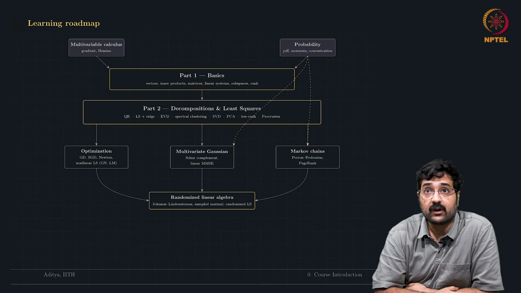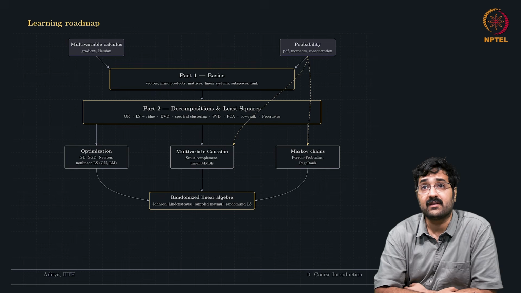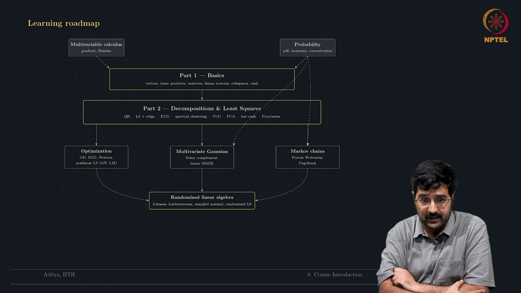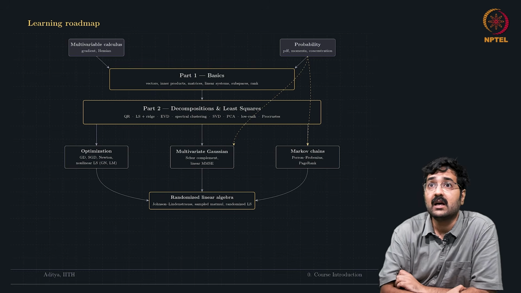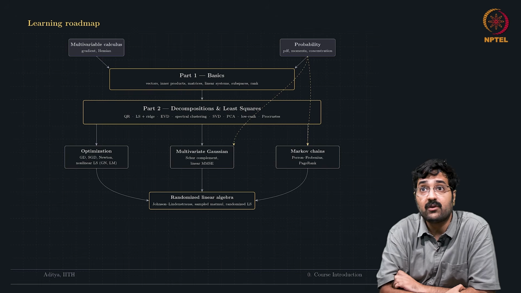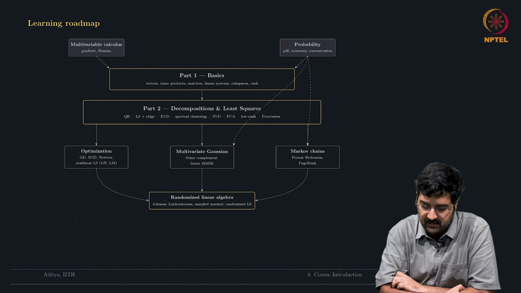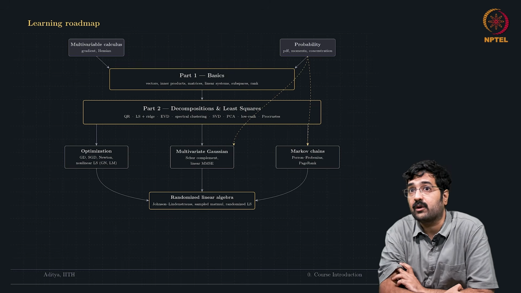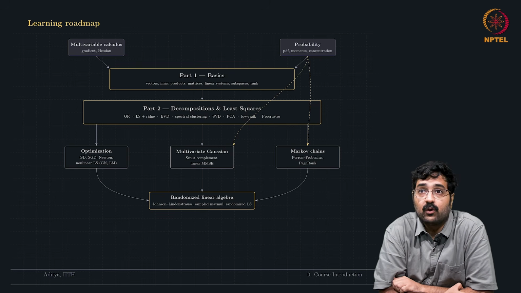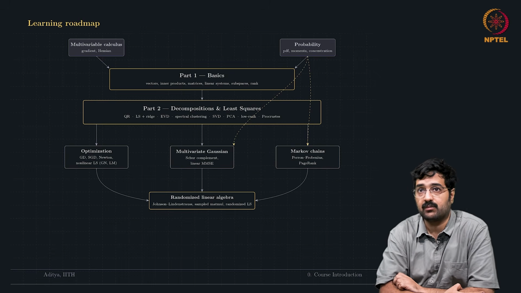Now on to the learning roadmap. So the course is roughly in 3 parts. In the first part, I am going to go through the basics: vectors, matrices, matrix products, linear equations, rank, dimension, and so on and so forth. In the second part, we are going to discuss matrix decompositions. We will discuss QR decomposition, eigenvalue decomposition, and singular value decomposition. We will look at various results and applications of these decompositions.